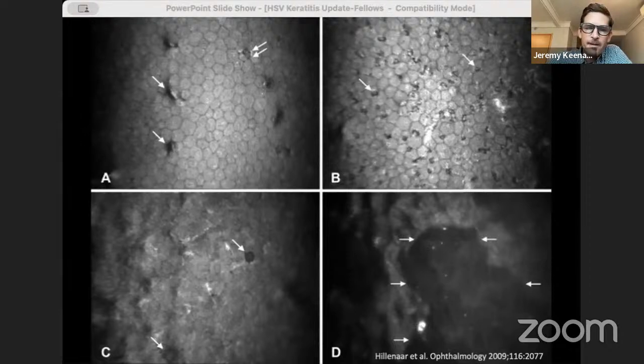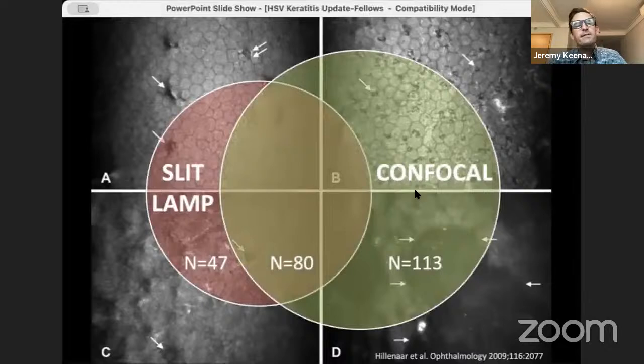So they found that when they looked at 250 patients, there was definitely overlap of people who had endothelial disease on confocal and also had endothelial findings on slit lamp. But there were lots of patients where they saw the endothelial disease on the confocal only. So it's just something to keep in mind that when you start treating the patient with steroids and antiviral, these endothelial findings will get better. So they do seem to be correlated with the disease process.